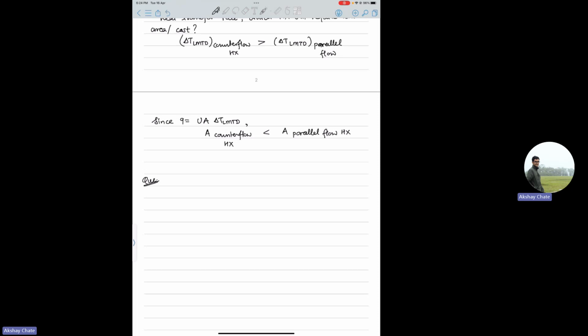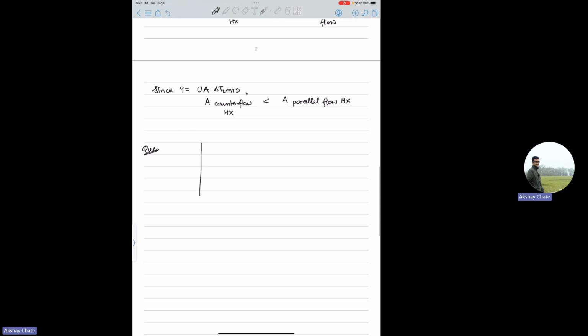So we can take one problem. They have not mentioned whether it's a parallel flow or counterflow heat exchanger. It's just that they have given you temperatures. So this is the temperature variation. It's not to scale, so don't worry about it. It's a schematic. So on the x-axis you have, let's say, or maybe I should have done that.